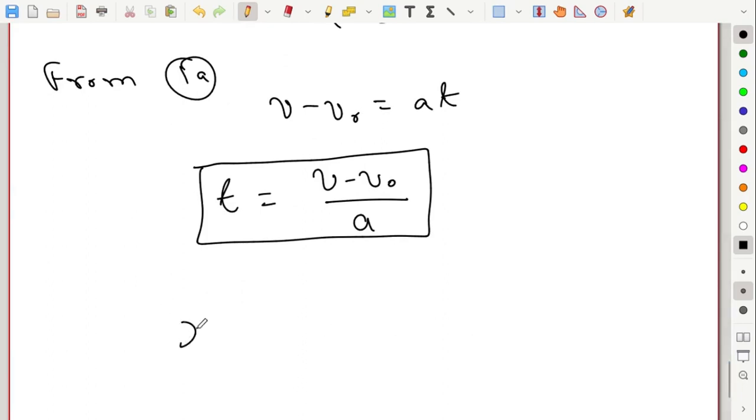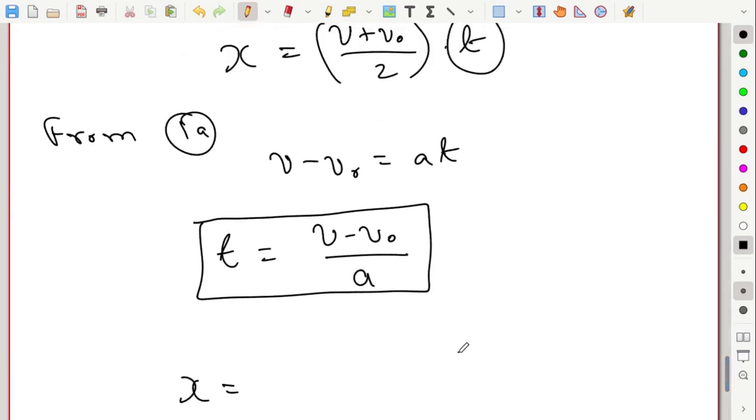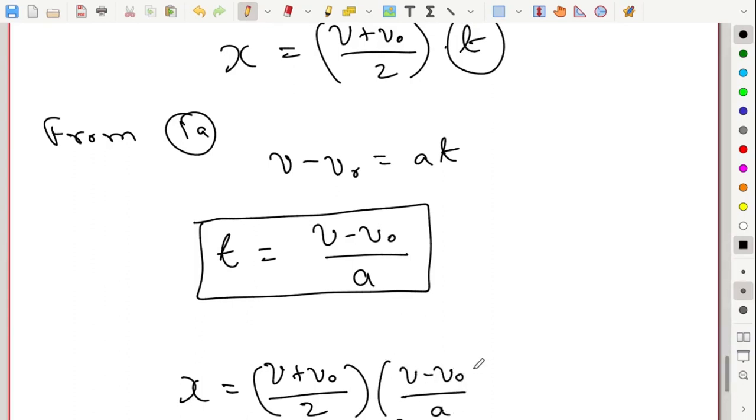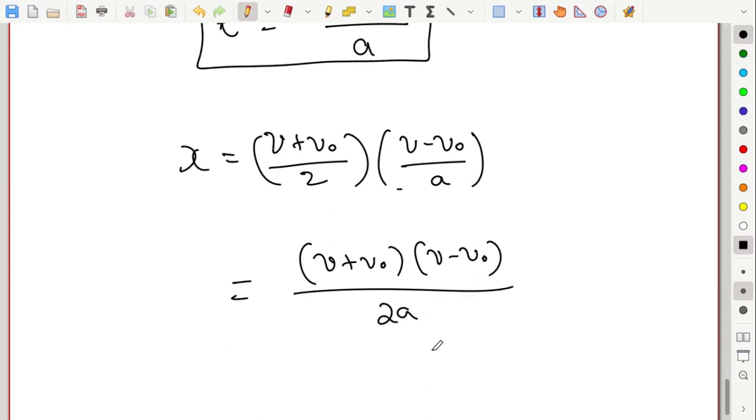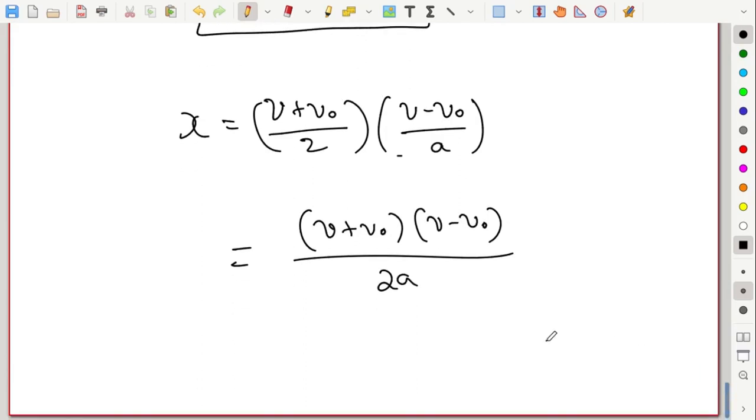So நம்மளுக்கு அப்ப என்ன வரும்? x equal to we have v plus v naught by 2, okay, which is the v bar, and instead of t we have to put this value v minus v naught by a. So நம்மளுக்கு அப்ப என்ன ஆயிடுச்சுன்னா, if we multiply we have v plus v naught into v minus v naught whole divided by 2a னு வந்துரும். Okay. So this looks familiar. Okay. a plus b into a minus b. Okay. So which is a square minus b square. So v square minus v naught square whole divided by 2a. This side we have x.